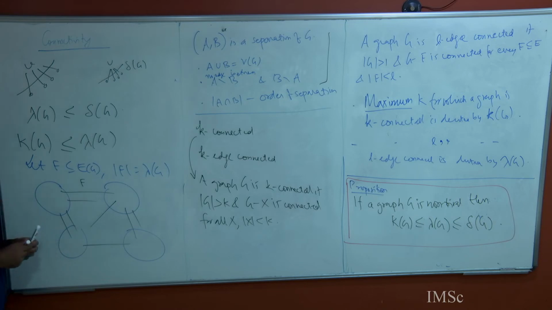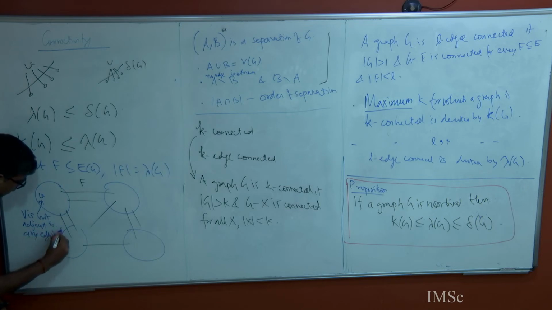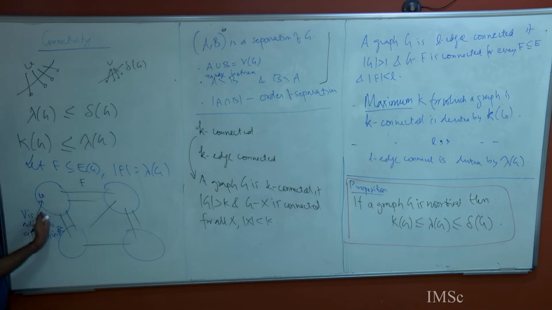Imagine, let me give you a situation. Suppose I have a vertex V here with the property that V is not adjacent to any edge in F. There is some vertex V in some component. The property is that it is not adjacent to these black edges. Can you come up with some strategy now?